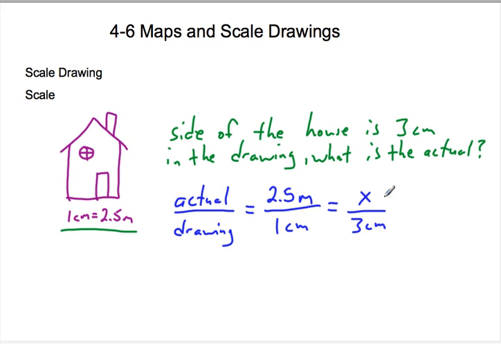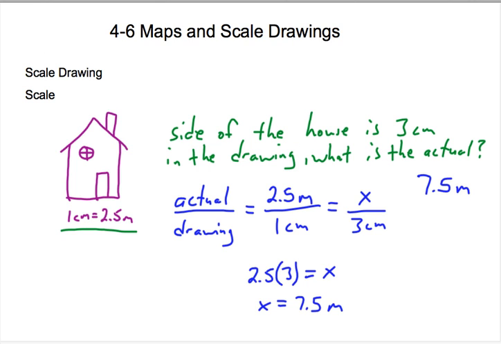So x. And then just like the last few lessons we've done, we can solve this using cross products. So we can say 2.5 times 3 is going to equal x times 1. And so in this case the actual is going to be 7.5 meters. And so we can just answer like that, 7.5 meters. You wouldn't actually answer with the variable. You just answer with the number and the units that correspond to the number.